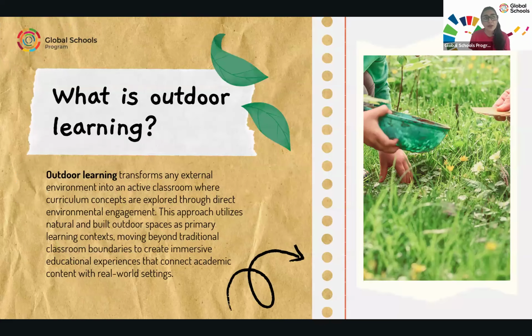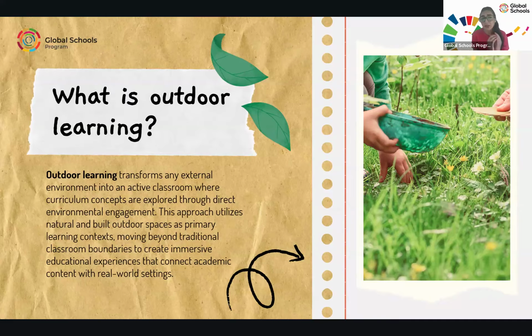Outdoor learning is basically using your environment as your greatest teaching tool, right? Outdoor learning transforms any external environment into an active classroom where curriculum concepts are explored through direct environmental engagement. Okay, so for example, you're in a classroom and you have to teach about shapes. Then what you do is you don't have worksheets, you don't have anything at all, it's just you and the students. You can ask students to always look around themselves and categorize anything they see, a leaf, a plant, a tree, into different shapes. You can look at the clouds and make shapes out of them. You can look at different animals and make shapes out of them.